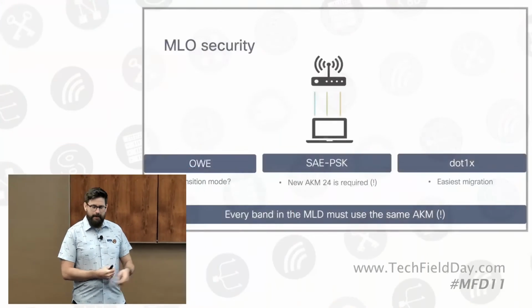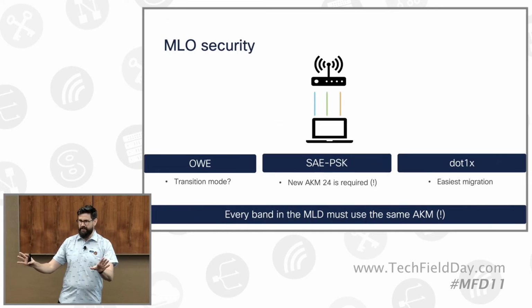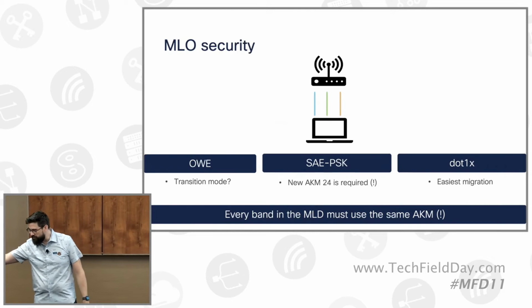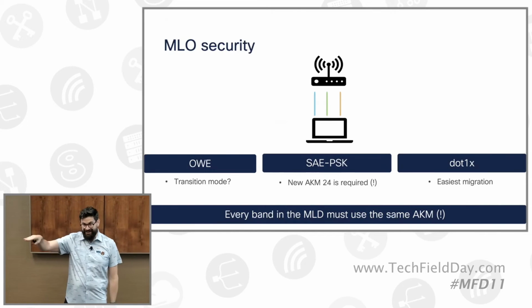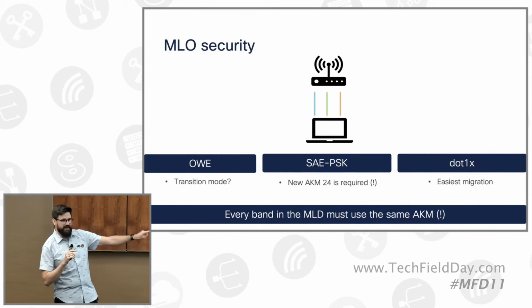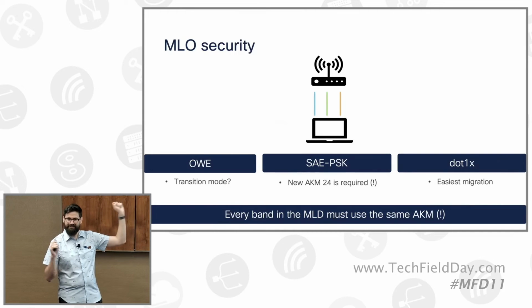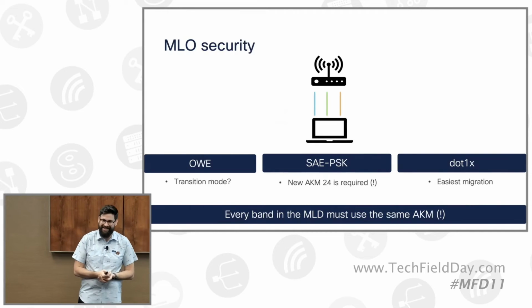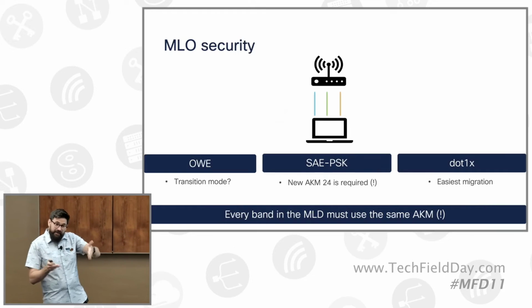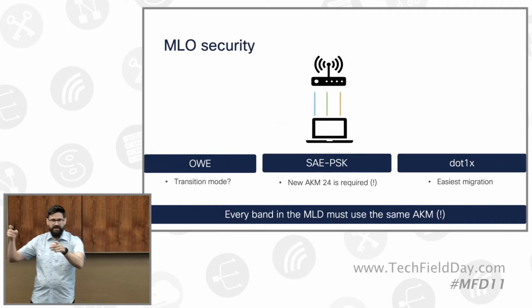Anyways, a few moments just on security. We talked about this a little bit last time. But every band on an MLD must use the same AKM from a client's perspective. So if you're a client and you want to be in 2.4, 5, and 6, you need a common AKM across them at the client level. Keep in mind, for SAE PSK, there's a new AKM 24 that you must support. Have fun. So that means, potentially, you need the same AKM on 2.4, 5, and 6.